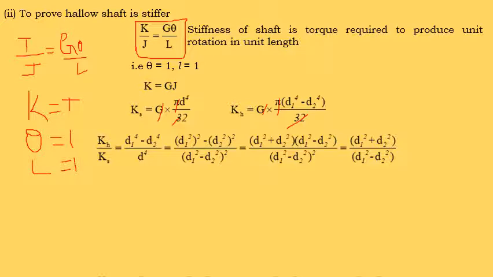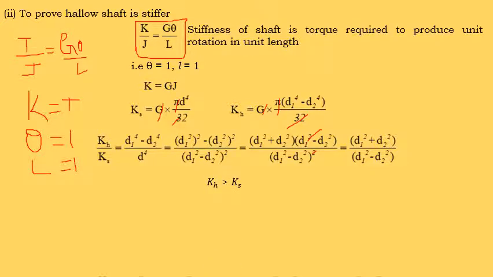In the next step, we know that a² − b² is (a + b) into (a − b). In the same form we write this equation, therefore (d1² + d2²) into (d1² − d2²). In the denominator we retain the same thing. So this term and this square get cancelled, and the remaining term is (d1² + d2²) divided by (d1² − d2²).